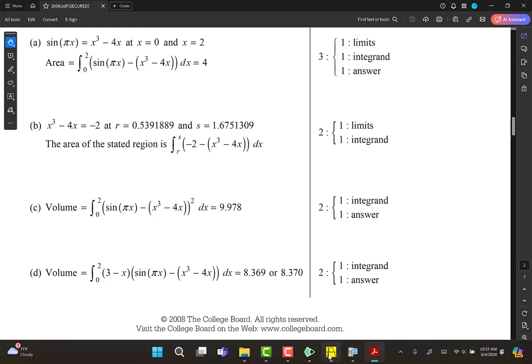Guys, I was with my test correction earlier. It was going pretty well.